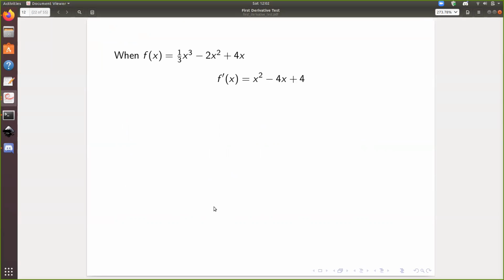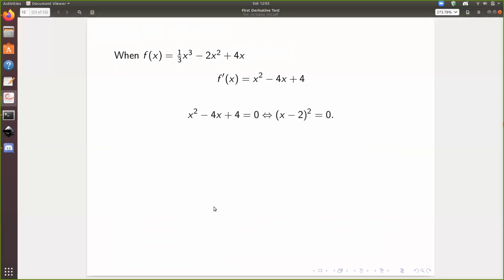Do the power rule to our second term, negative 2x squared. Bring that 2 down, turns into 4. And then you subtract that exponent in the top, and you get negative 4x overall. And then that plus 4x becomes 4. Another power rule.